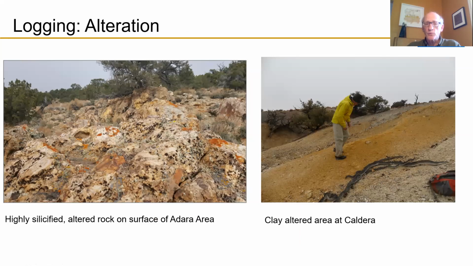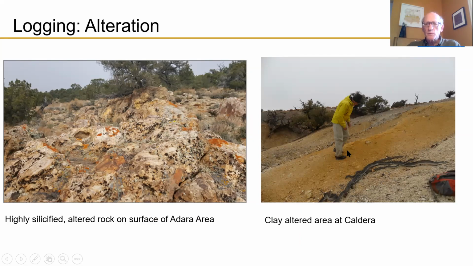Alteration, I've mentioned, is very important. And there's a wide variety of alteration types. I'll just touch on some of the ones that are more important for the Caldera property in the low sulfidation gold model. One is silicification, and that's generally associated with quartz. And here's a photograph on the left from the Adair area in the Caldera property.